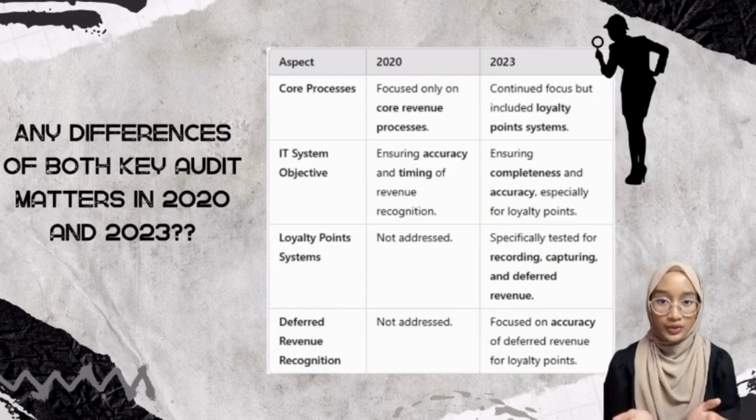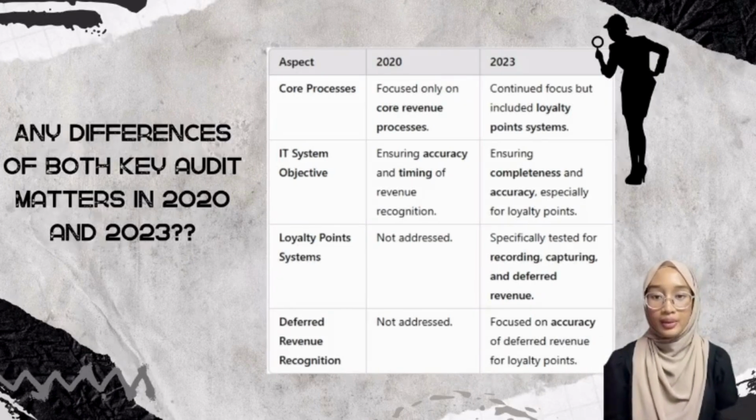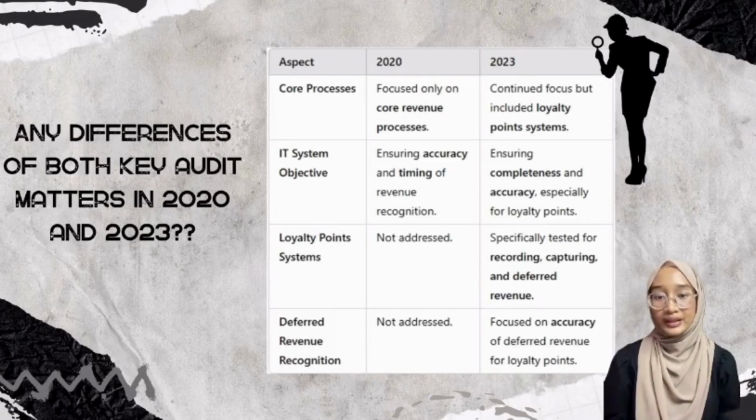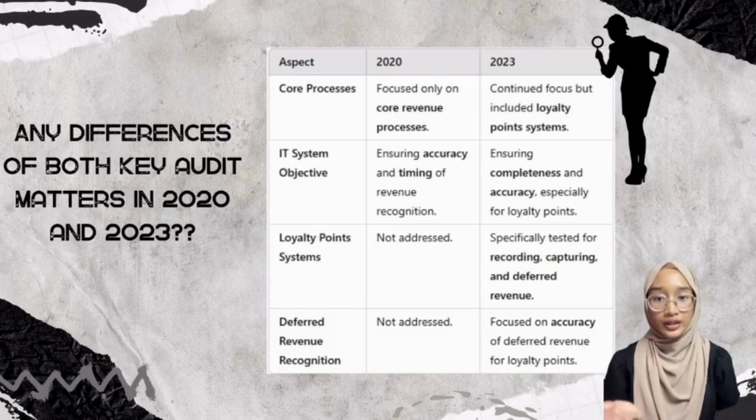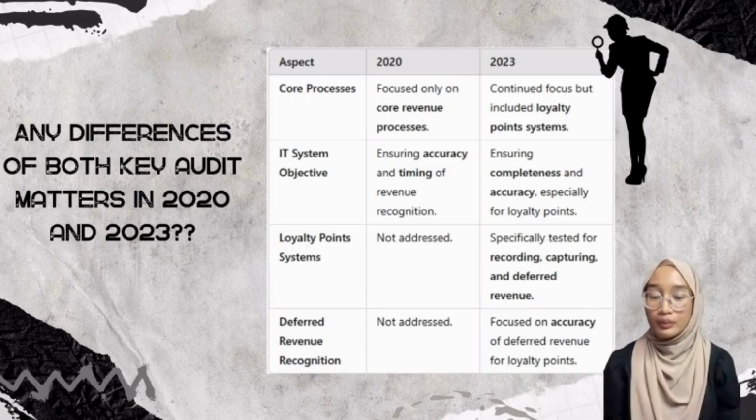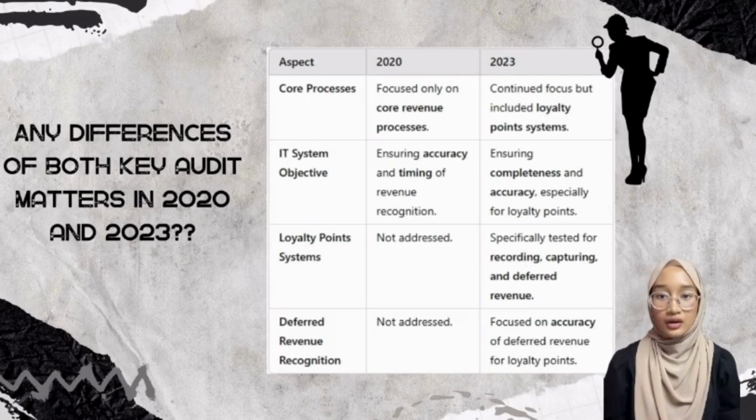Similar to 2023, auditors continue to focus on the IT system that gives completeness and accuracy of revenue recognition, but expand the scope, giving more attention to the loyalty point system by testing how loyalty points are recorded and captured into the system. Also, assessing the accuracy of deferred revenue recognition associated with loyalty points that have not been redeemed.